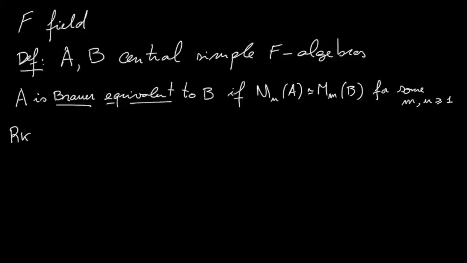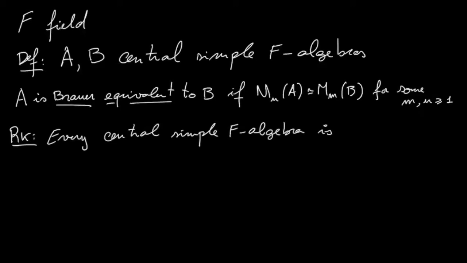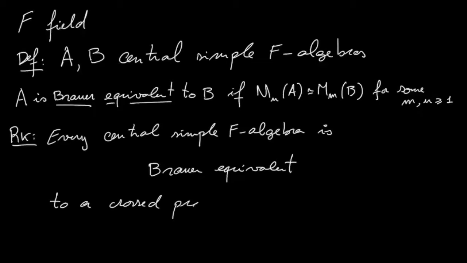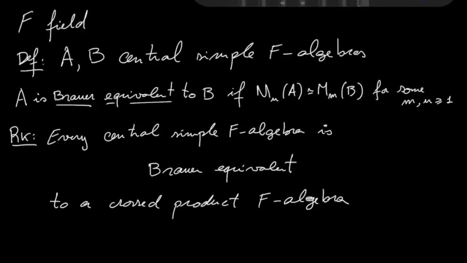And a key remark is the following. It turns out that every central simple algebra is Brauer equivalent to a crossed product F algebra. So this answers a question raised in the lecture about cross-product algebras.